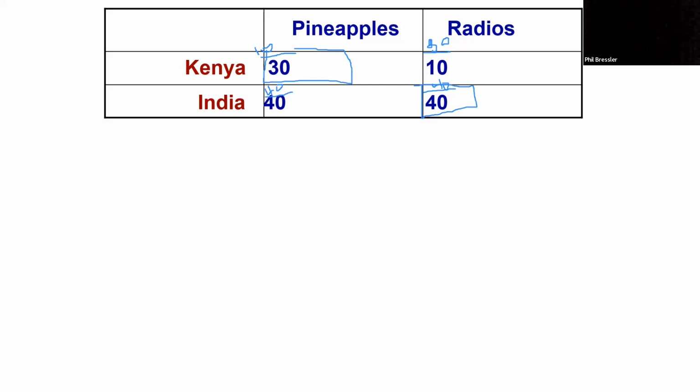Now, how about absolute advantage? Absolute advantage, since it's the output problem, is who could make the most. India can make 40 pineapples to 30 for Kenya. They have the absolute advantage in pineapples. They can make 40 radios to 10. India has the absolute advantage in both. Okay, but not the comparative advantage.